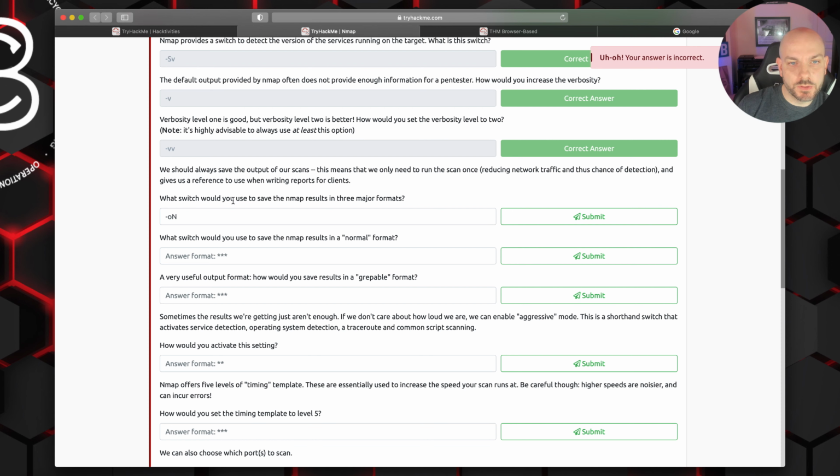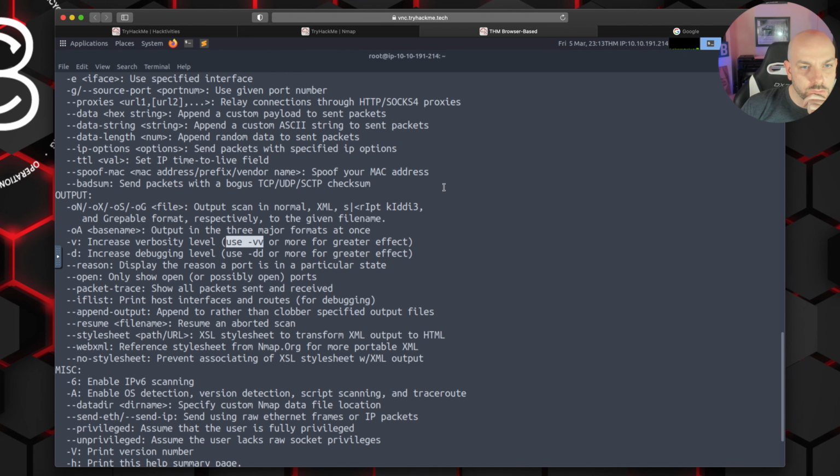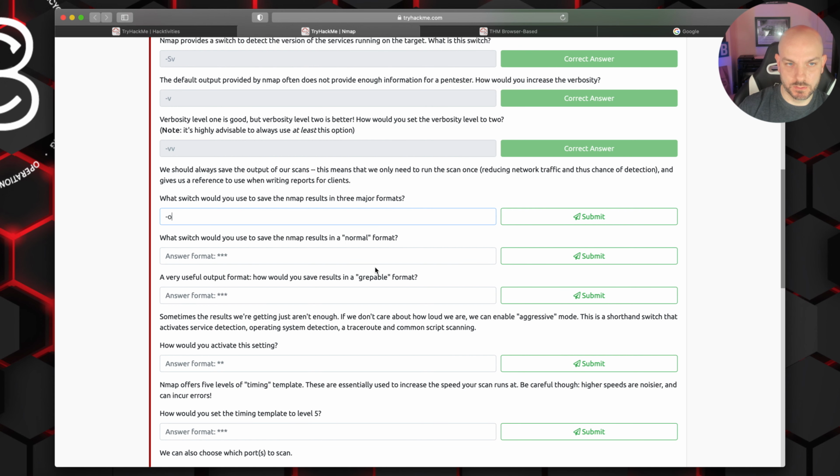What switch would you use to save the NMAP results in 3 major formats? Oh, at once. Yeah, my bad. Capital A. And normal is what I just mistyped before. Capital N.